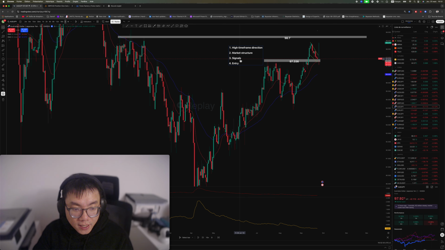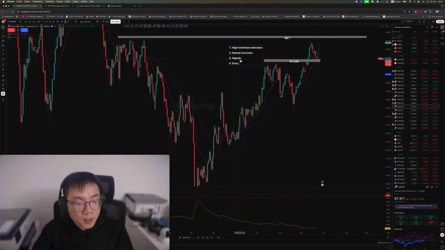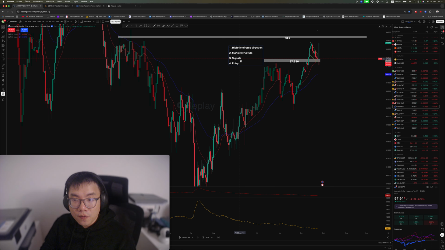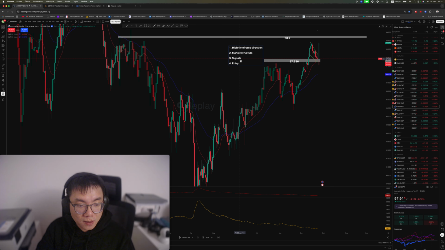For sure, in some cases, I can go against the market direction to go short, for example. But I need to adapt my strategy accordingly, right? But for this one, since the momentum is very strong, I want to align with this direction. Right? So this is the first step.